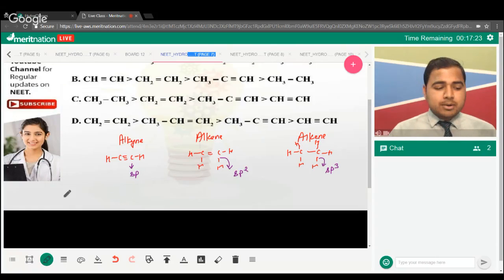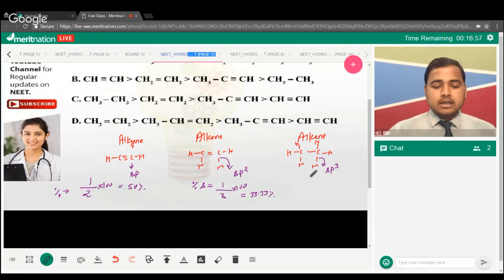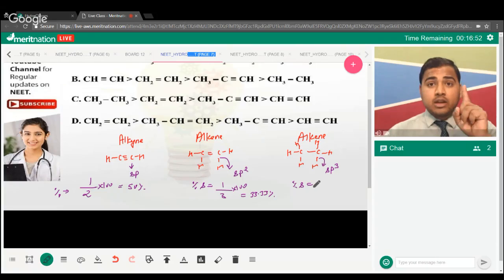If you are calculating the percentage of S character, that is very simple. How many orbitals of S? 1. How many total orbitals? That is 2. If you want to calculate the percentage, multiply by 100. That will be 50%. In this one, how many orbitals of S are participating? 1 orbital. Total orbitals, that is 3, times 100, that will be 33.33% S character. In this one, if you want to calculate the percentage of S character, how many orbitals of S participate? 1 orbital. Then total orbitals 4, times 100, that will be 25% S character.